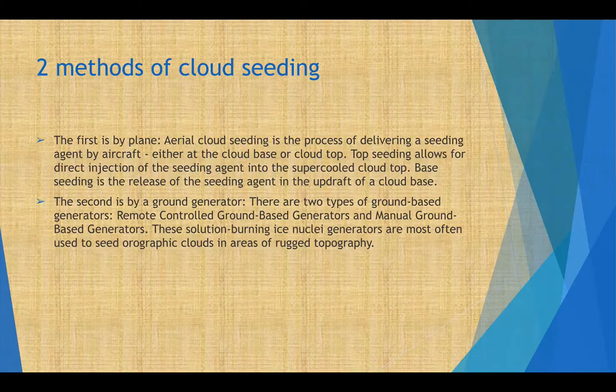The second one is by ground generators. There are two types of ground generators: remote control and manual ground-based generators. These ground generators burn silver iodide the same way a plane would do it. The only difference is that they are used in rough terrain where it would be dangerous for planes to go. So it's burned, and because of the heat, it gets to the clouds and does the same thing.